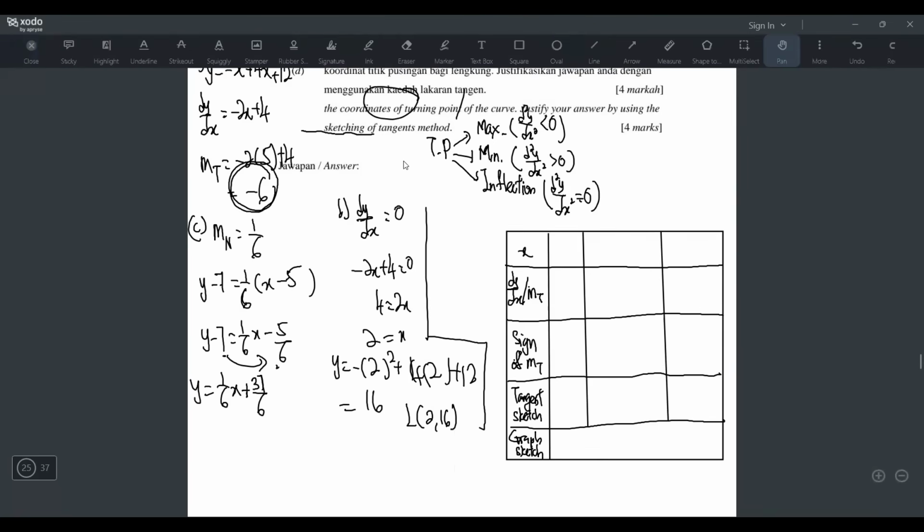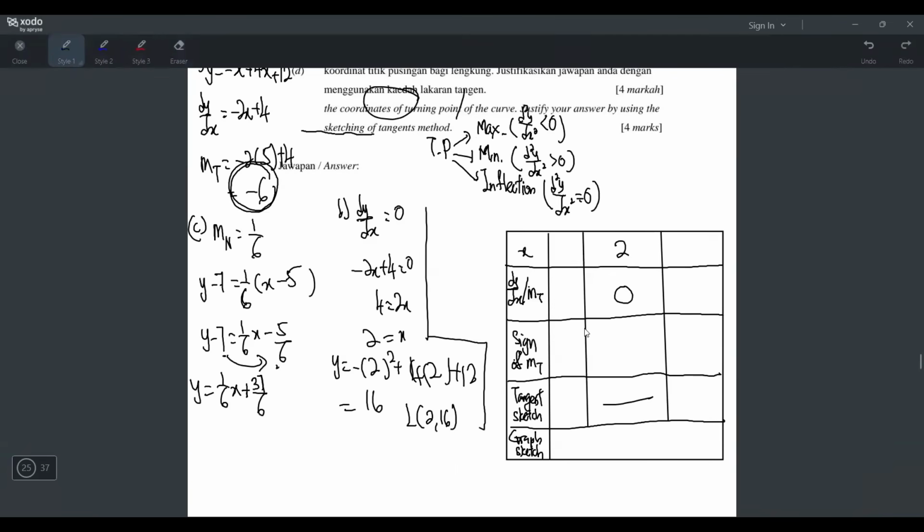You need to draw a table, and then what you are basically doing is, you know the turning point is 2, 16. It means when the x is 2, the gradient tangent is 0, and the sign, there's no sign, 0, there's no positive, negative, right? And the tangent sketch will be like this. It will be a straight line.